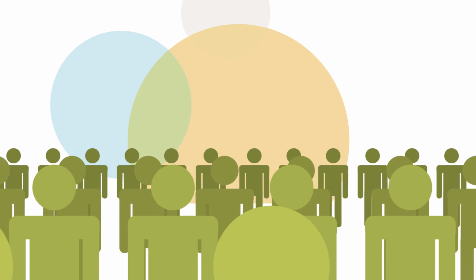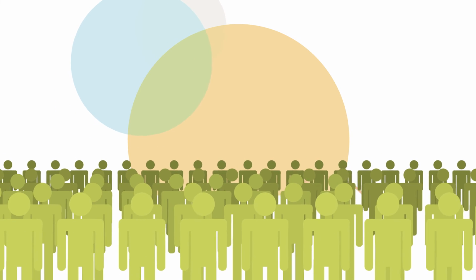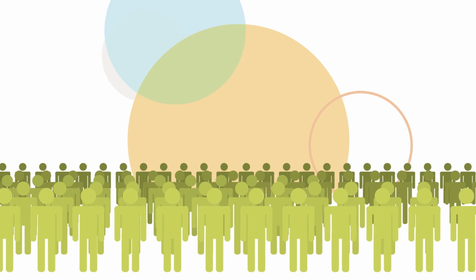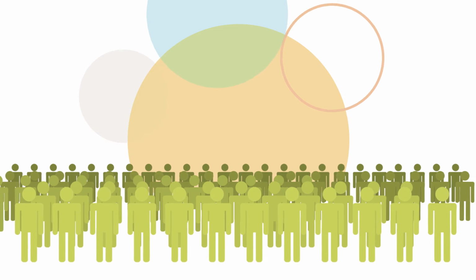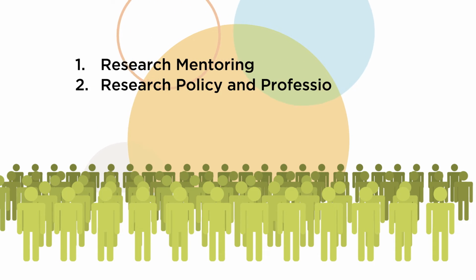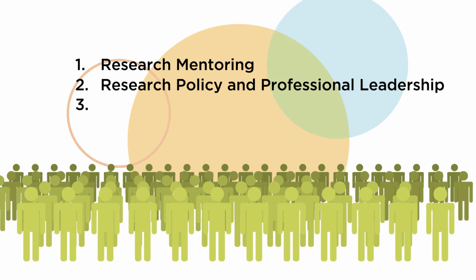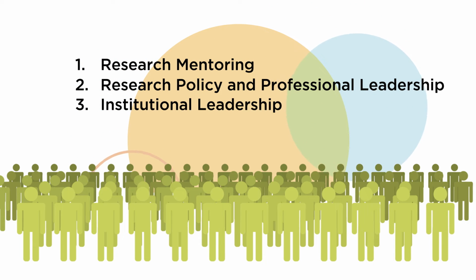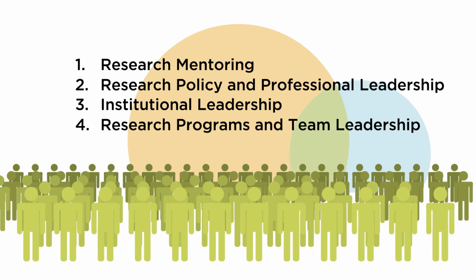Leadership is assessed on the applicant's outputs over the past 10 years, taking into account career disruptions across each of the 4 leadership elements: research mentoring, research policy and professional leadership, institutional leadership, research programs and team leadership. When assessing track record, it is essential that the leadership level applied for by the applicant is taken into account when considering the application against the category descriptors.